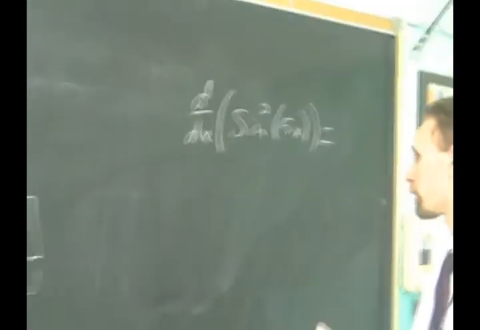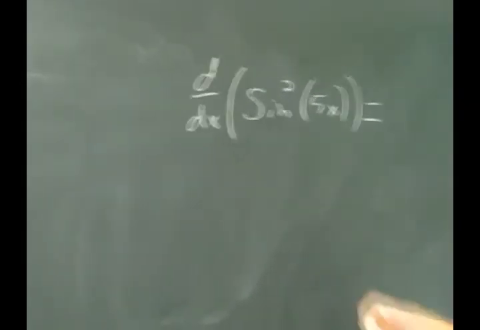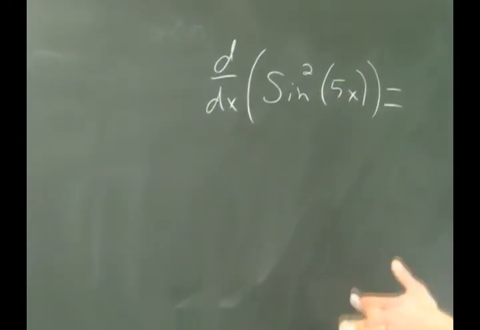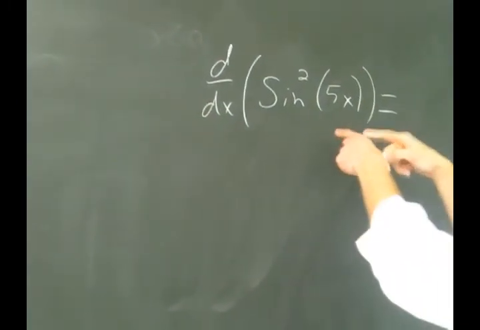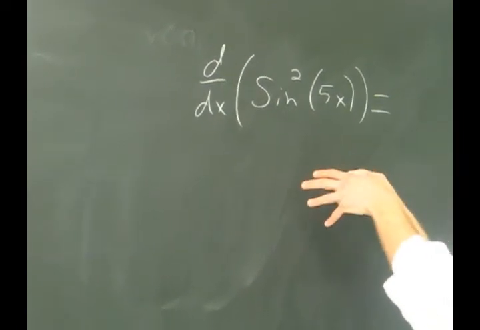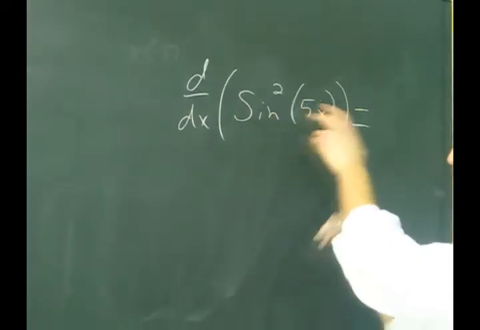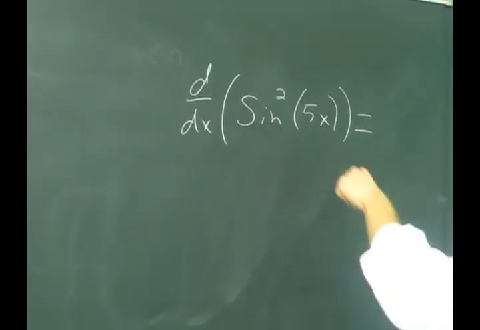Then it gets more complicated, though. You can do multiple chain rules. There are 3 functions here. Now there's an outermost, and there are 2 inside functions. All right, the outermost function here is the squaring function. And the next function in is the sine, and then the next function in is the 5x.